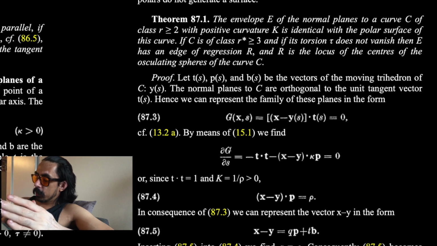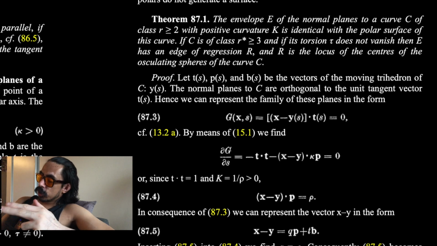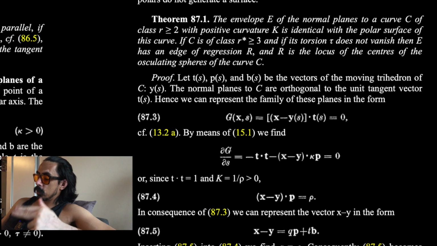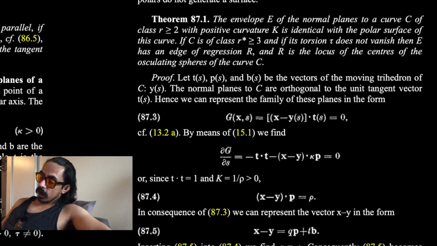By means of the formulae of Frenet, we find that partial g partial s is equal to negative of the scalar product of t with itself, then minus the vector x minus the vector y, scalar product with kappa times the vector p. This is all equal to 0, or since the scalar product of t with itself is equal to 1, and kappa equals 1 over rho, which is greater than 0, the scalar product of vector x minus vector y with vector p is equal to rho.